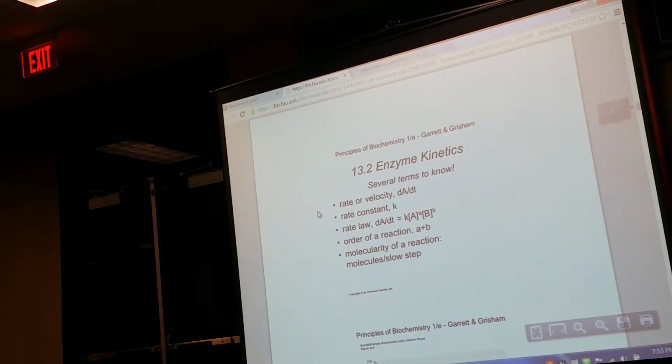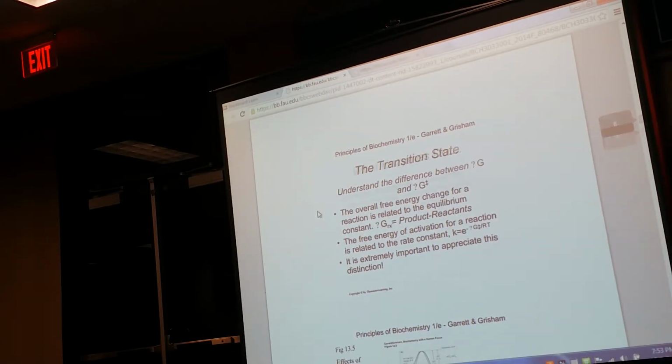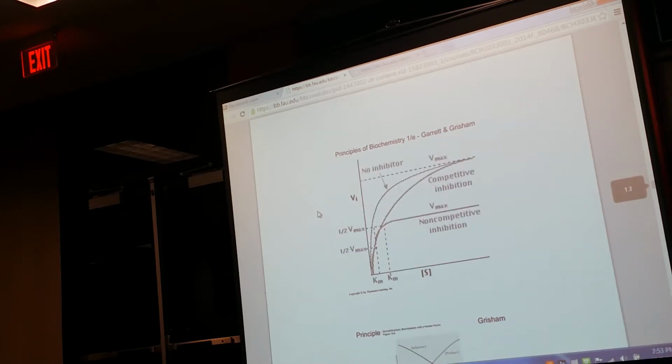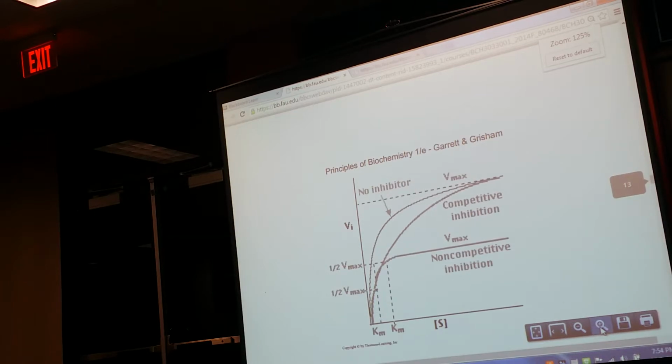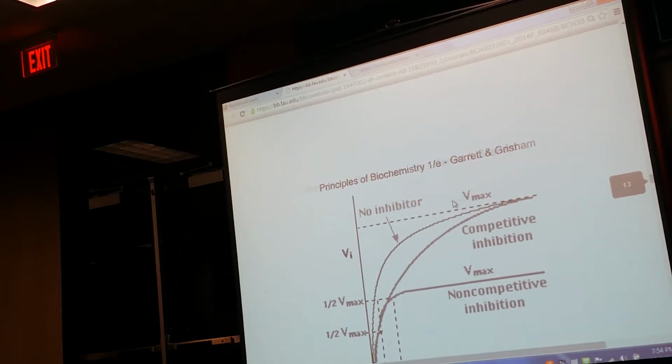This is chapter 13a. It's 2 right here. You remember this graph? But it doesn't affect it that much.